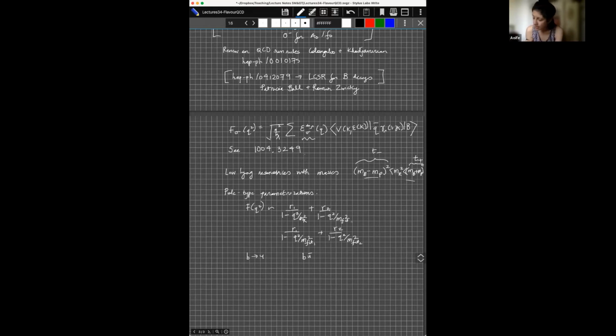But more recently, people have been using these series type parameterizations, which are quite different. Okay, so what do these look like?